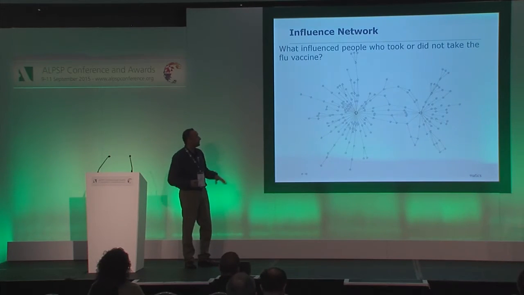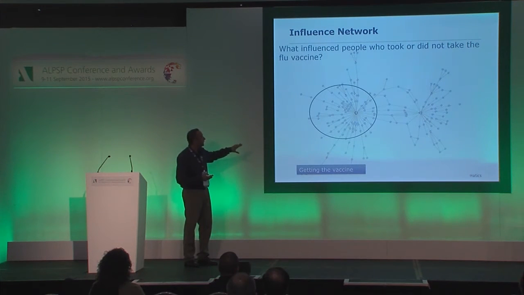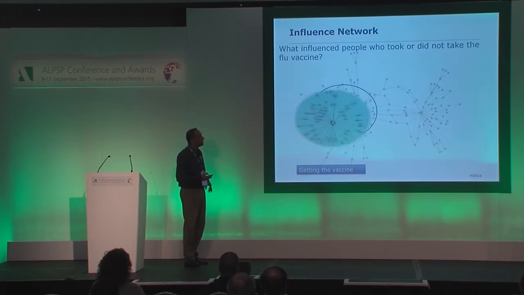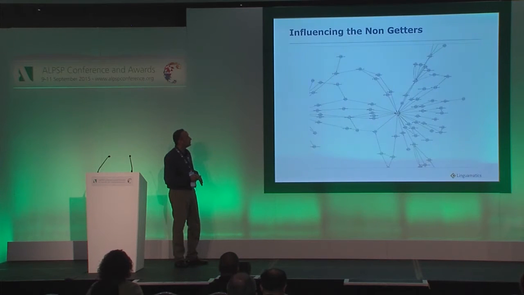So here's a summary of the analysis, and there's a lot more detail than this, but here's a little snapshot of the influence network with regards to who took the flu vaccine, and you can see immediately that there are two clusters. There's a cluster to your left, and those are the people who are getting the vaccine, and a cluster to your right, and they're the people who are not getting the vaccine, okay? That's quite interesting in itself, understanding that there is a clustering together of those types of users.